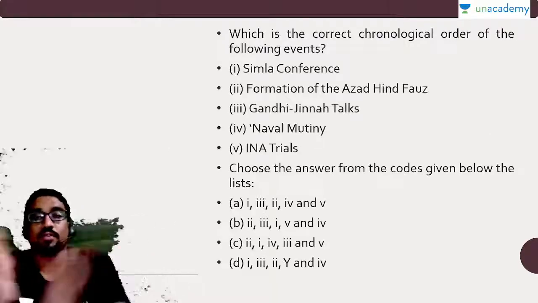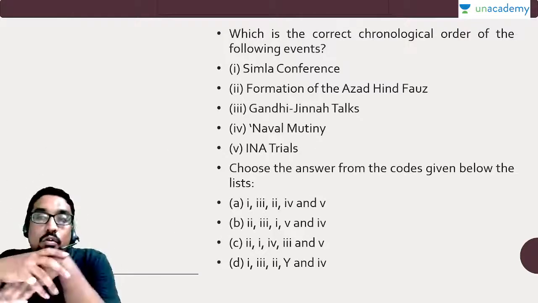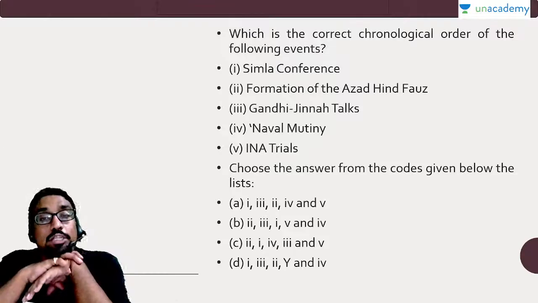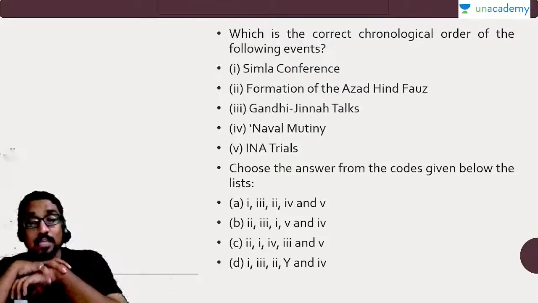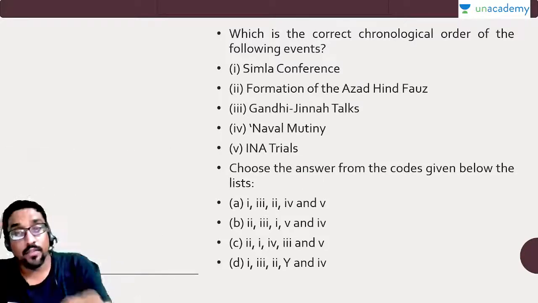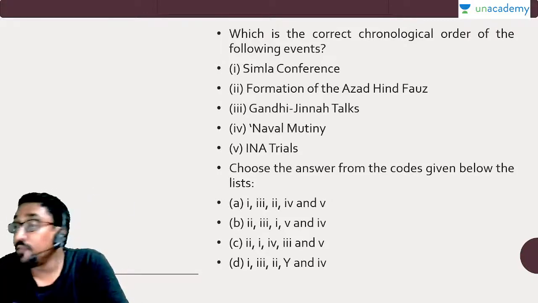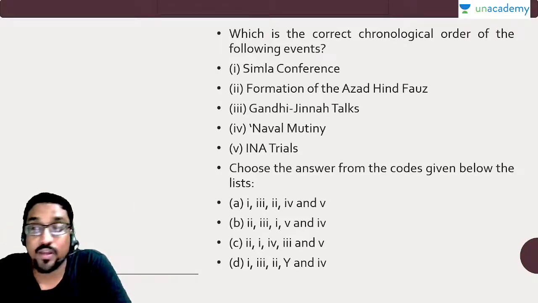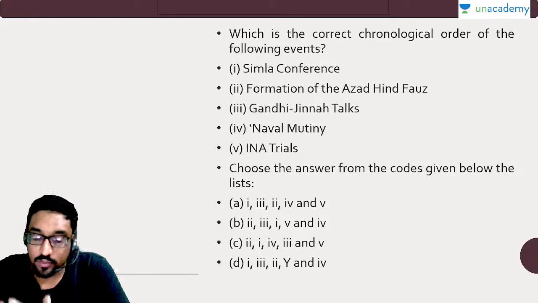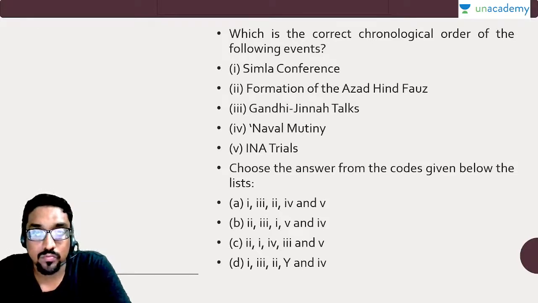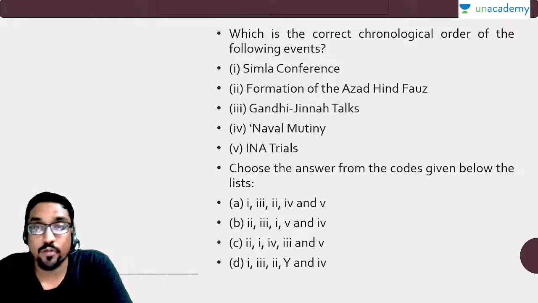Okay. Next question. Which is the correct chronological order of the following events? Shimla Conference, formation of Azad Hind Fauj, Gandhi Jinnah talks, the naval mutiny, and INA trials. Your time starts now. One minute for the question.